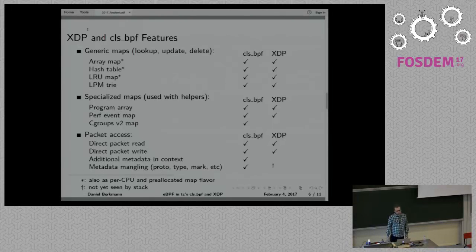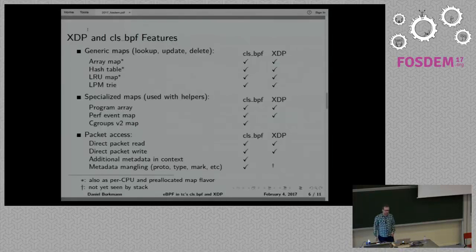Then there are also specialized maps, which means they cannot be used like those generic maps, but are rather used with BPF helpers. For example, the program array map, which is used for tail calls, where you can push file descriptors into this specific map, and then you can jump into that program through it.